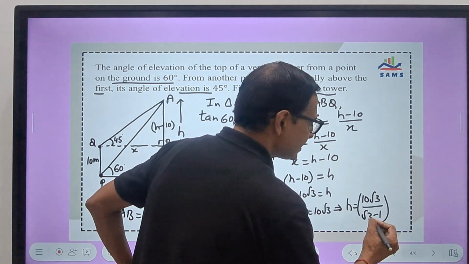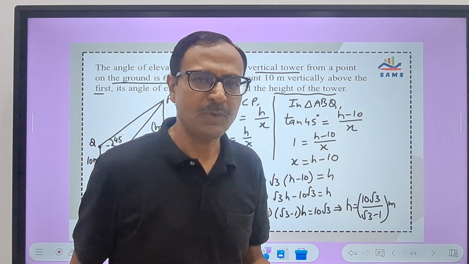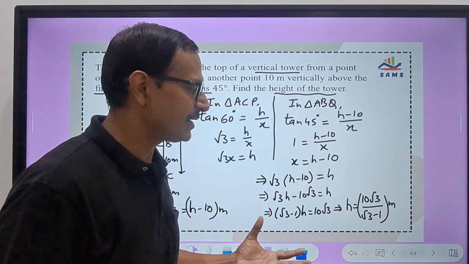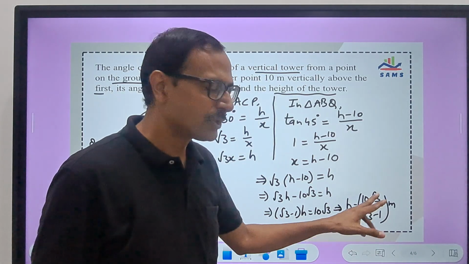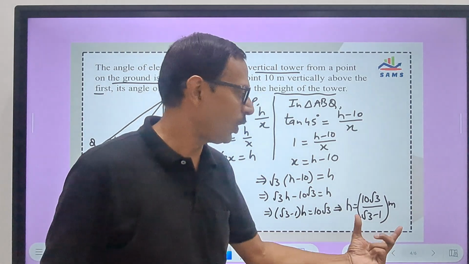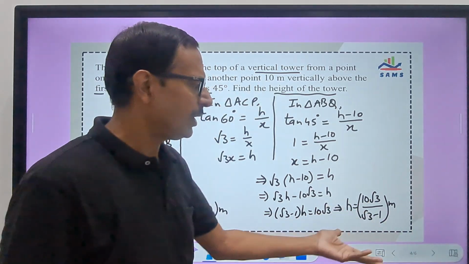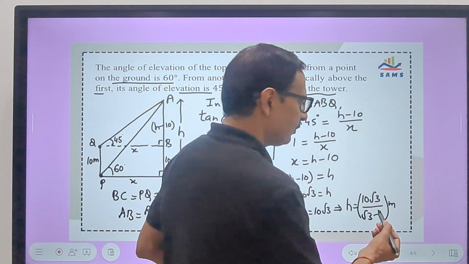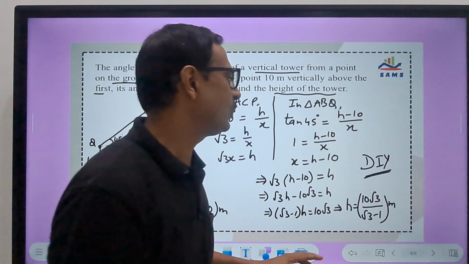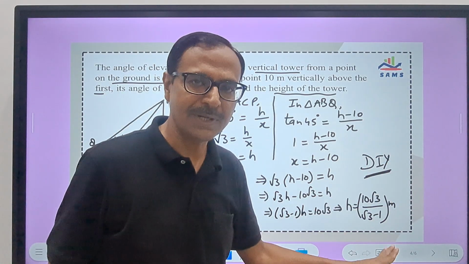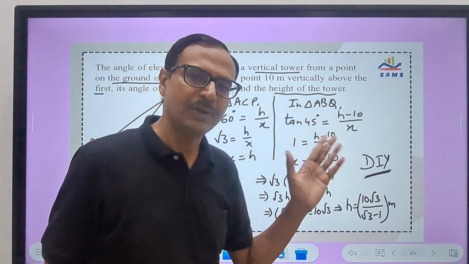Now this is the answer, you can leave it here, but if you have time left in the exam, like the last 10 minutes, you can come back and put the value of root 3 as 1.73 and get the answer, or you can rationalize this and then convert it into a simpler form. Let's do one thing, you can find the answer in the decimal form, and I leave it for you as a do it yourself question. Do post your comments here on what value you got.